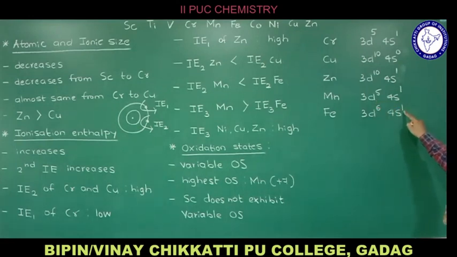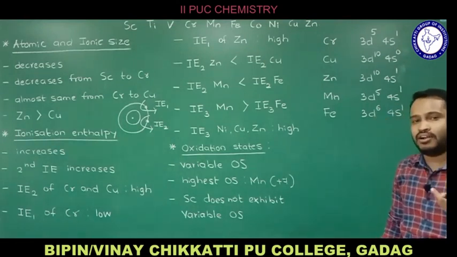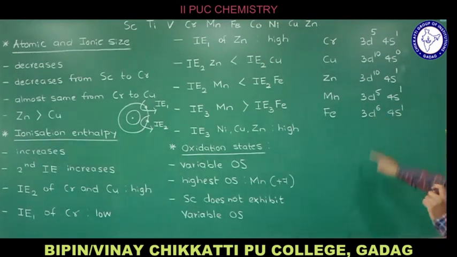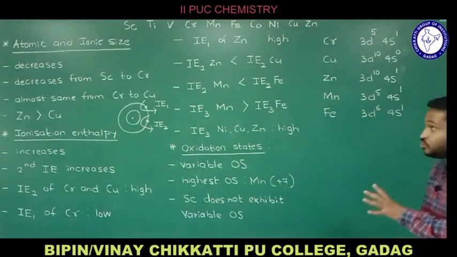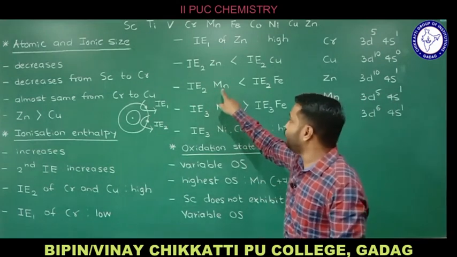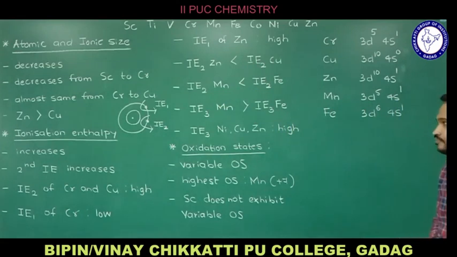And if you remove one electron from iron, we have 3d6. This is neither half filled nor completely filled. So 3d5 is quite stable when compared to 3d6. That's why the second ionization energy of manganese is less when compared to the second ionization energy of iron.